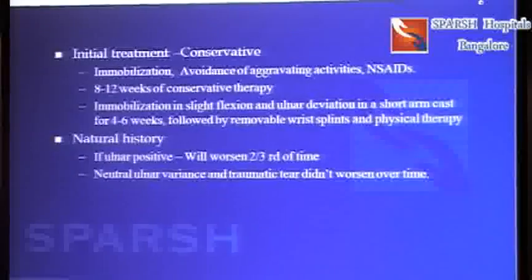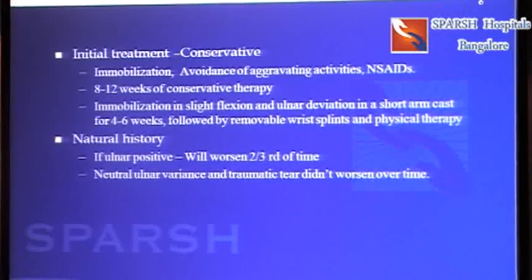Just to give an outline of how we treat it. Anything you see with the TFCC, the initial treatment is conservative. You can immobilize them in a plaster with slight flexion and ulnar deviation. Put a short arm cast for 6 weeks, and then you can use a splint for another 4 to 6 weeks, so about 8 to 12 weeks.